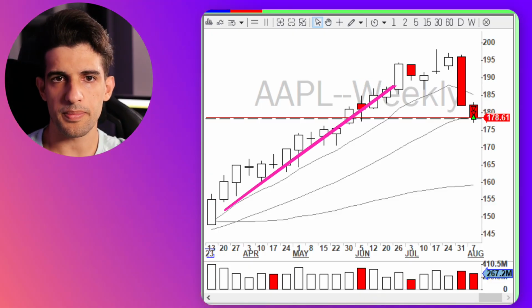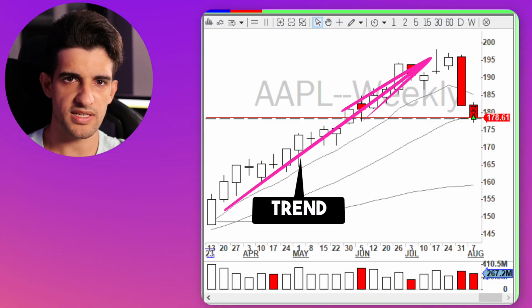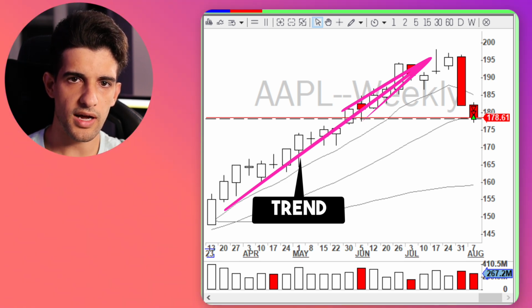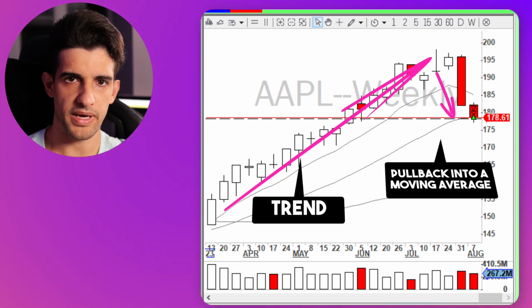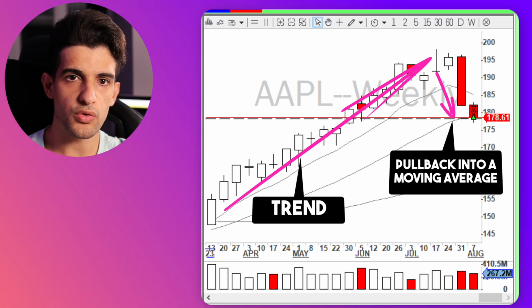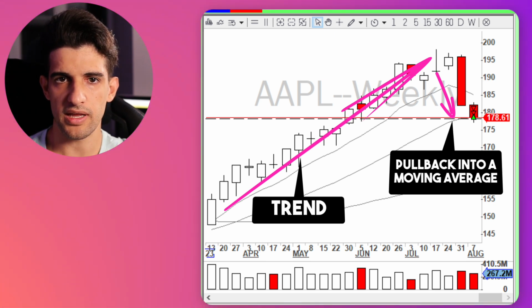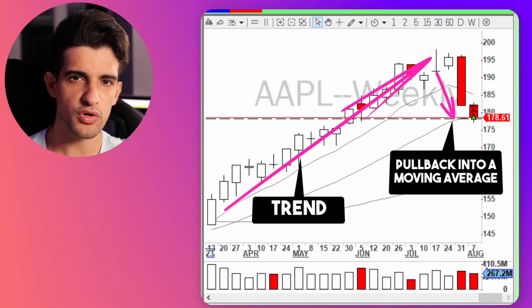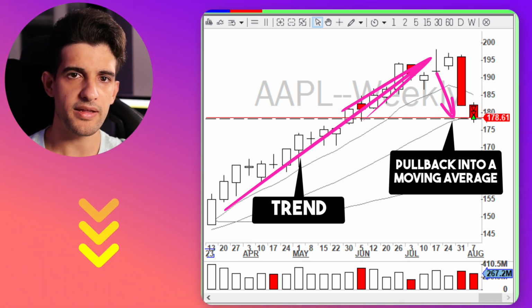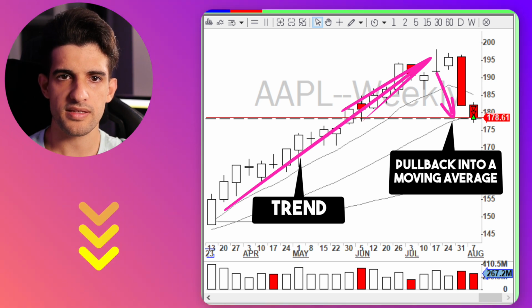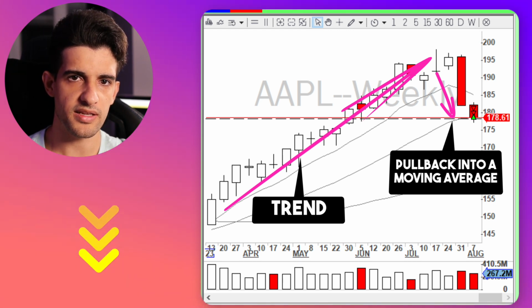The first thing I saw on Apple is how strong it was in the weekly chart. And finally, after this strong uptrend, Apple started pulling back. And it pulled back into the 20 moving average on the daily chart, and the drop was approximately around 10% of the stock's price. This is a huge pullback and a huge drop that happened straight without any consolidation areas.